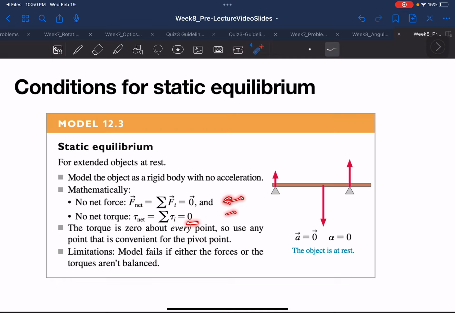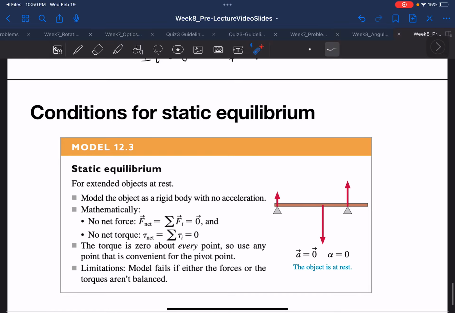If these two conditions hold, then we can say that the object is in static equilibrium, meaning the object is at rest and there's nothing that's going to cause it to move because there's no acceleration and no angular acceleration. All right, these are all the basics to the topics we're going to learn during week 8.